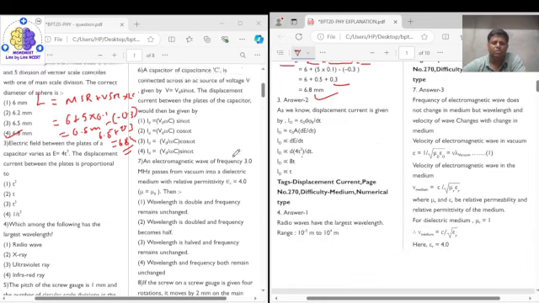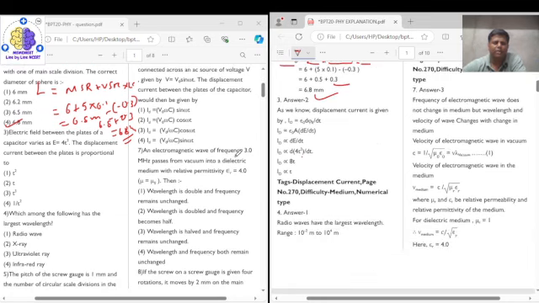Question number 3 says that the electric field between the plates of a capacitor varies as E is equal to 4t square. The displacement current between the plates is proportional to. See, the displacement current I D is equal to epsilon naught into d phi E by dt.